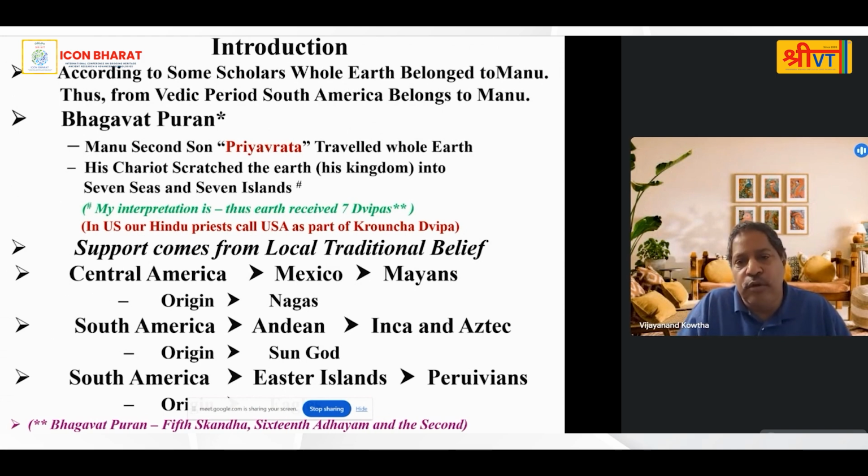According to the scholars, the whole earth belonged to Manu. That's the Vedic period. South America belongs to Manu based on the Bhagavata Purana. Manu's second son, Priyavrata, traveled the whole earth. His chariot scratched the entire earth, his kingdom, into 7 seas, which we call the Dvipas, 7 Dvipas. In the US, our Hindu priests call the US Krauncha Dvipa.